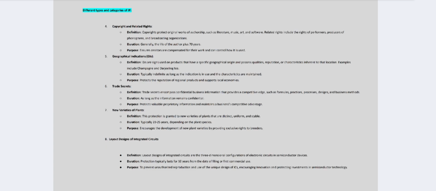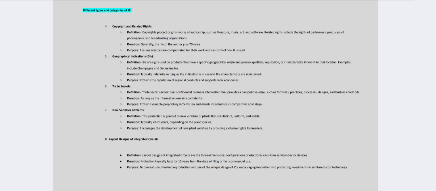Copyright and related rights. Definition: copyright protects original works of authors such as literary, music, art or software. Related rights include rights of performers, producers of phonograms and broadcasting organizations. Duration: generally the life of the author plus 70 years. Purpose: ensuring creators are compensated for their work and can control how it is used.